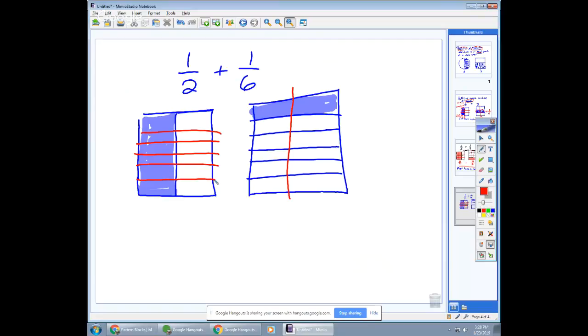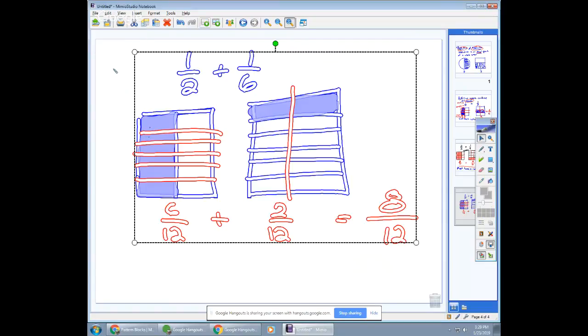So let's see, it looks like 1/2 could be written as 6 out of 12. And 1/6 could be written as 2 out of 12. And altogether, how many 12ths do I have? We have 8 of them. Okay, so the next thing I want you to do is rebuild those 8 twelfths into a new whole. So redraw a whole, do the same.